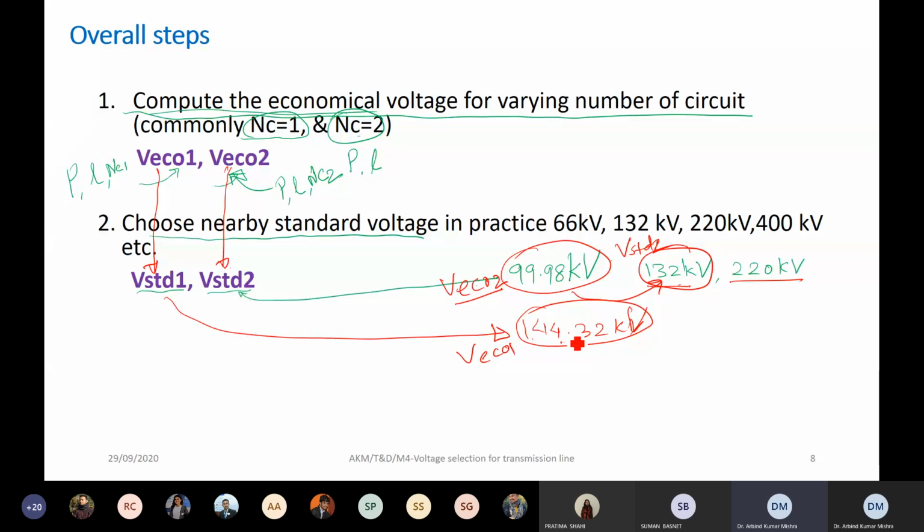Because this 144.32 kV which we have calculated is not a technical requirement, it is not a technical voltage calculated. It is just the idea of the economical voltage. So that is why I have written very clearly not the next standard voltage, but the nearby standard voltage. So even for this economical voltage, the nearby voltage is this. So this could also be the V standard 1. I hope that you have understood what I mean.